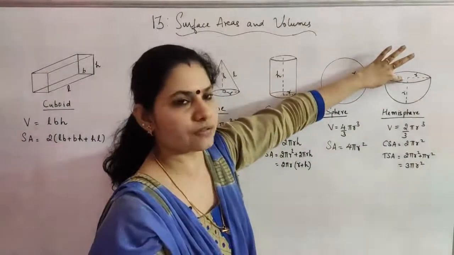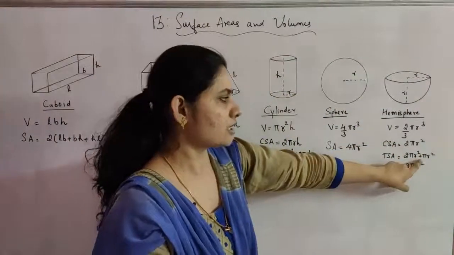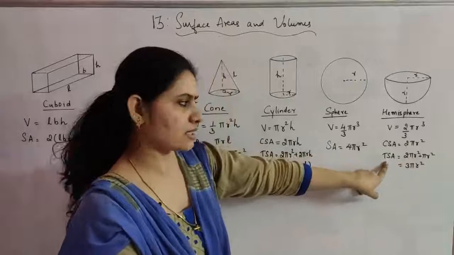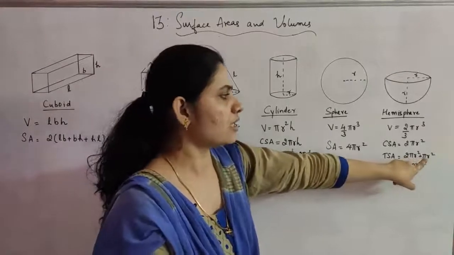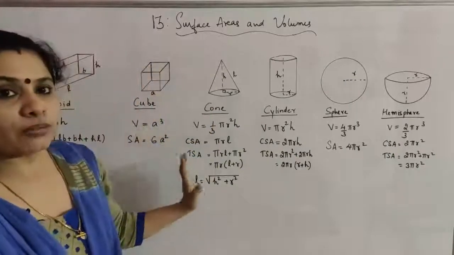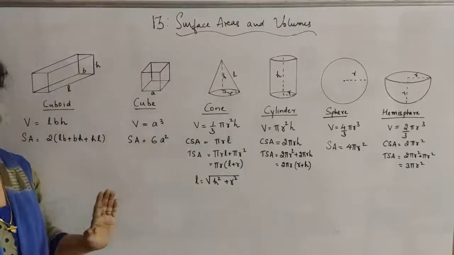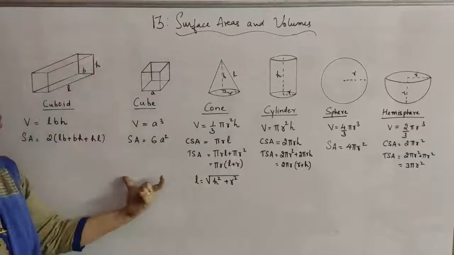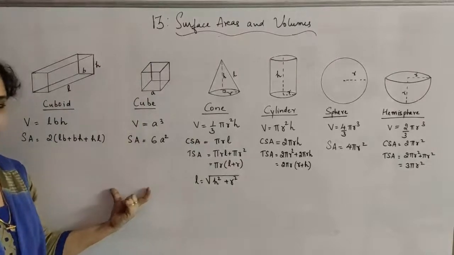So you will have the area of the circle here to be added with the curved surface area to get the total surface area. So it is 2 pi r square plus pi r square, which is 3 pi r square. These are all formulae which are related to your chapter number 13. You have to know all these formulae in order to do the problems.